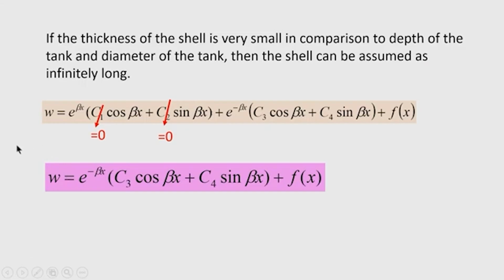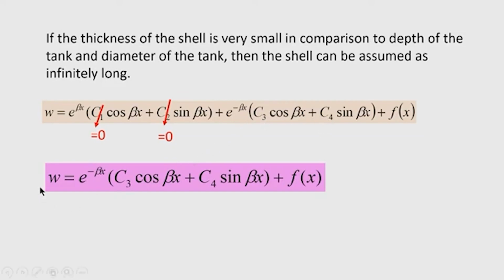Because the shell is very long, as we have treated earlier, these two terms have to be dropped, otherwise the deflection and bending moment at the other end will be unbounded, because this quantity e to the power beta x will increase with x, since beta is a positive quantity. Therefore, we have to retain only these two constants of integration C3 and C4.